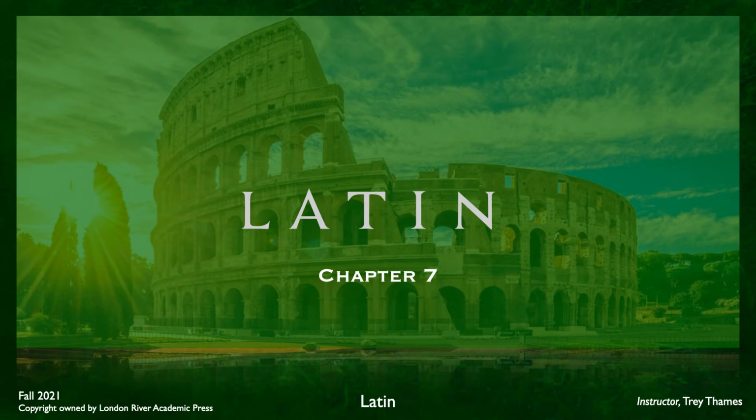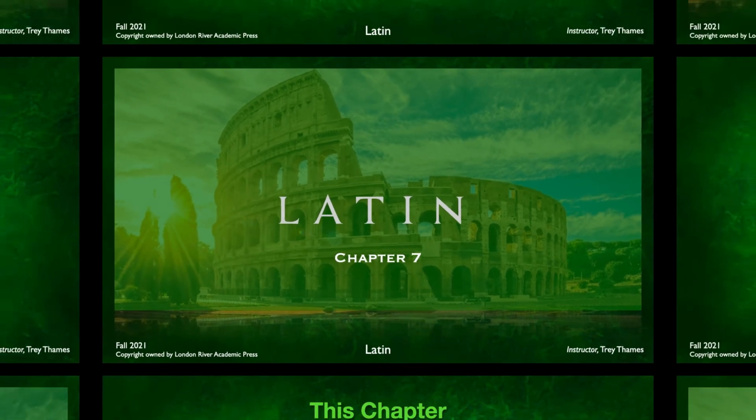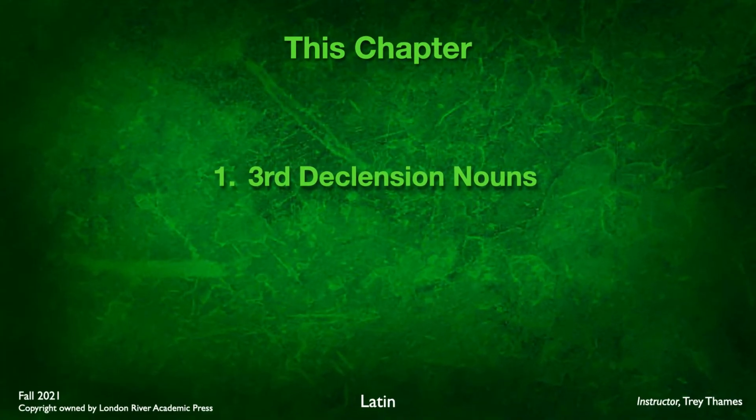Welcome to Wheelock's Latin Chapter 7. This week we're going to be looking at third declension nouns. We've already looked at first and second declension. Second declension had both masculine and neuter gender, and this week we're going to have all three: masculine, feminine, and neuter. Let's do a quick review.